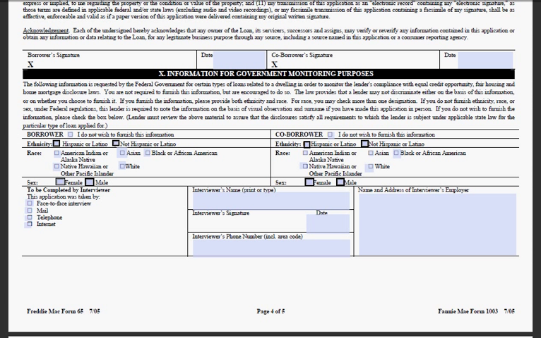So that's it. That's how you complete a residential loan application, 1003.